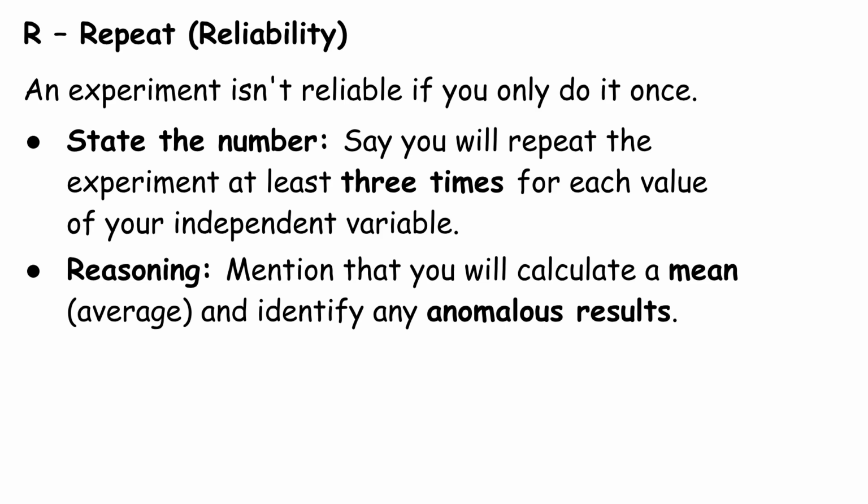R is for repeat, which ensures reliability. You must repeat the experiment at least 3 times for each value of your independent variable. This allows you to calculate a mean and identify anomalous results.